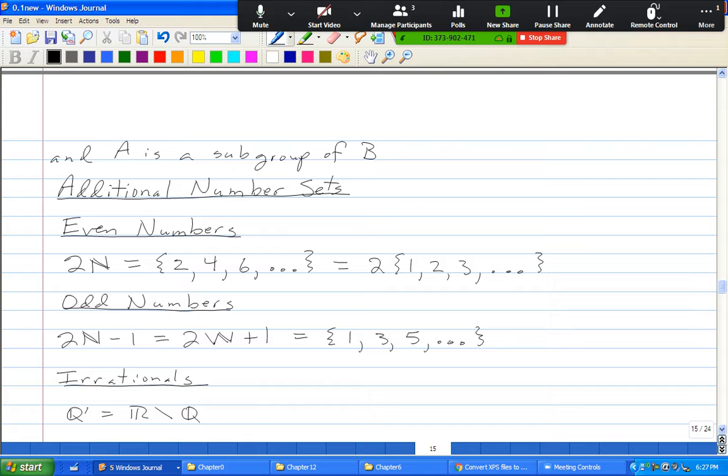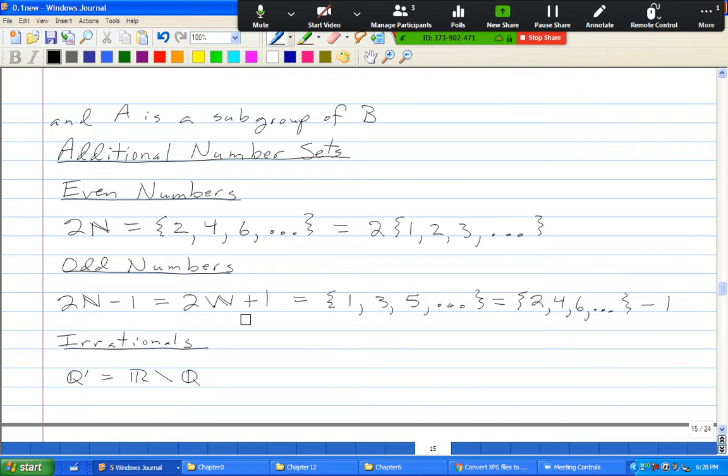Next, the odd numbers. 1, 3, 5, etc. is just twice the whole numbers plus 1, or twice the natural numbers minus 1. So we can think of this as you take these even numbers and subtract 1 from each of them. So 2 minus 1, 1, 4 minus 1, 3, 6 minus 1, 5. So that's one way of thinking of the odd numbers.